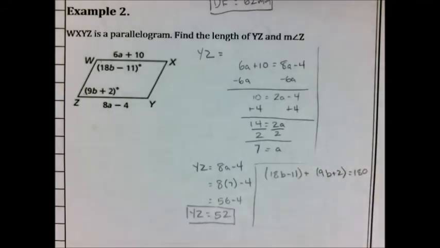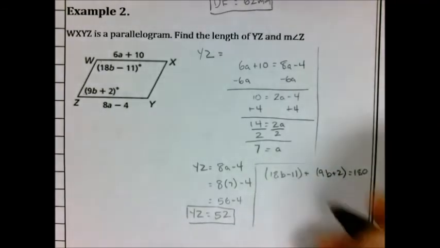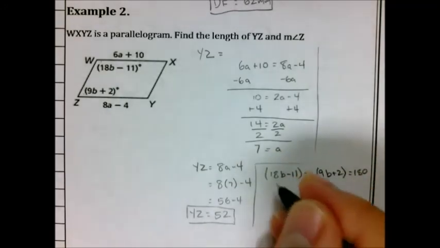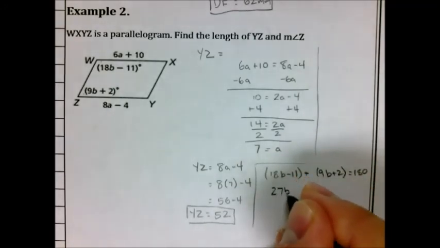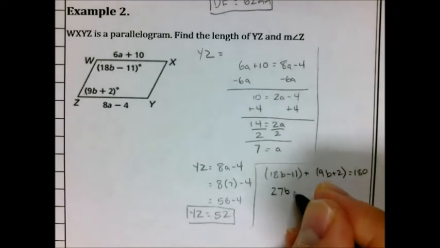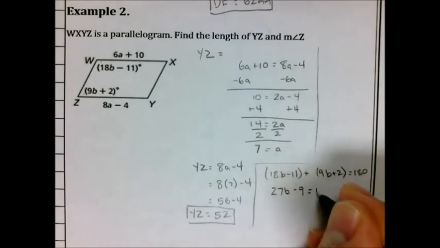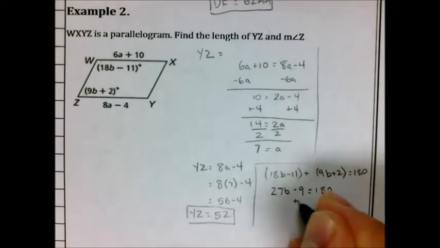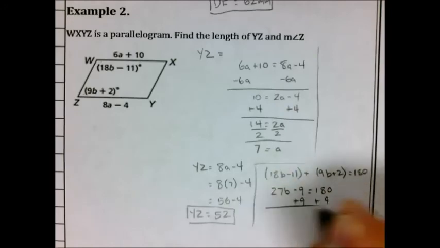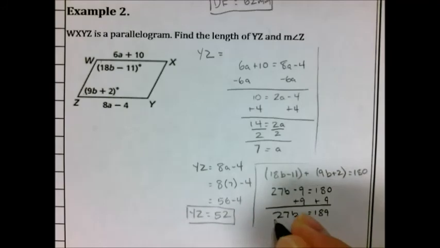So let's combine those like terms first. 18b plus 9b is 27b. And negative 11 plus 2 is just negative 9. That's going to equal 180. So we have to add 9 to both sides. We get 27b is equal to 189. Divide by 27. And if you do that on a calculator, you're going to end up getting that b is equal to 7.